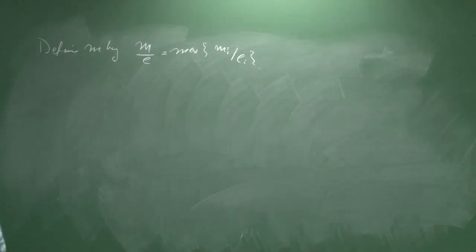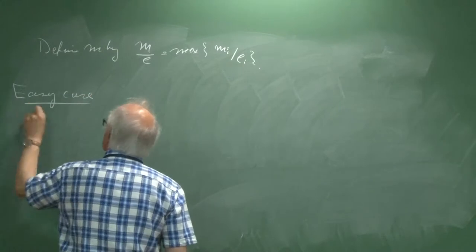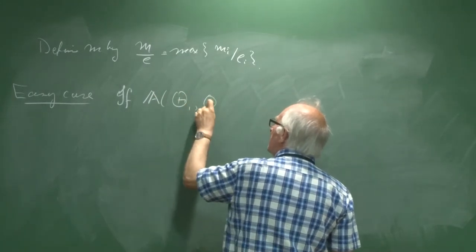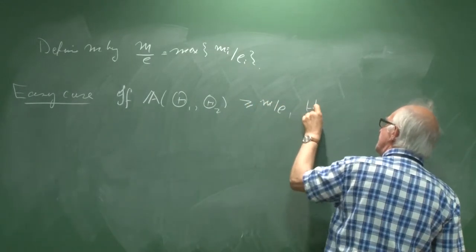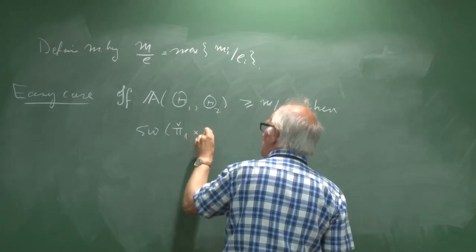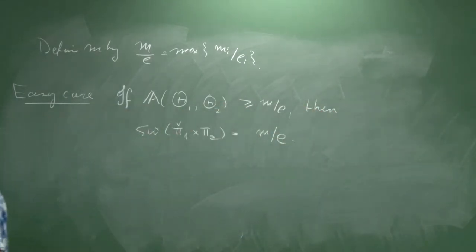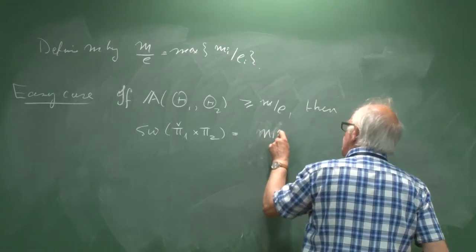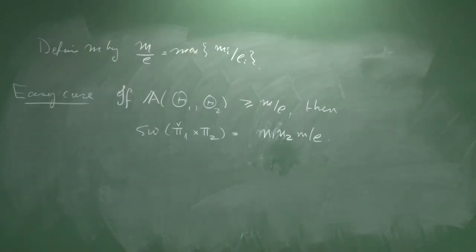Now then, the first case is if the distance between these two simple characters, the endo classes of simple characters, is greater or equal to m over e, then the Swan exponent of pi 1 dual equals m over e. Right. Sorry, no it doesn't. It's n1, n2, m over e. You always have factors n1, n2, which of course you get rid of as soon as you start getting serious.